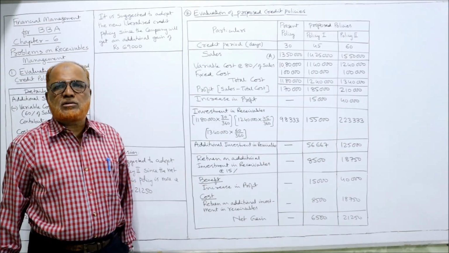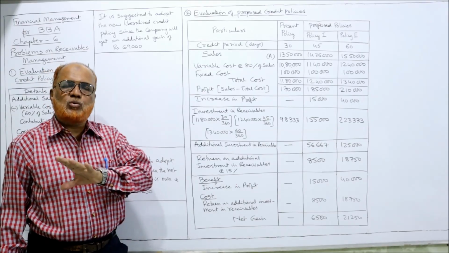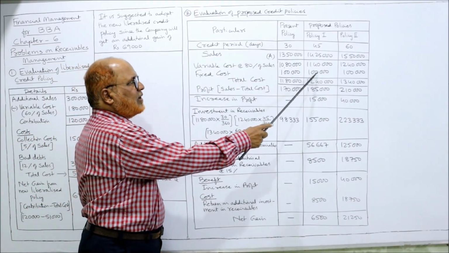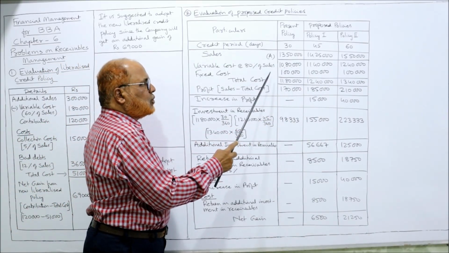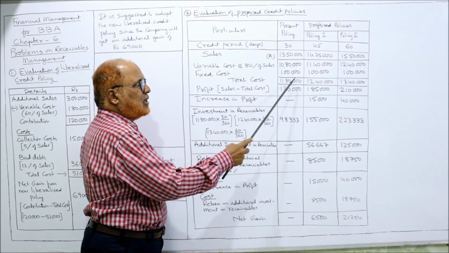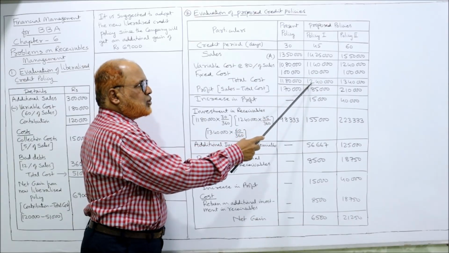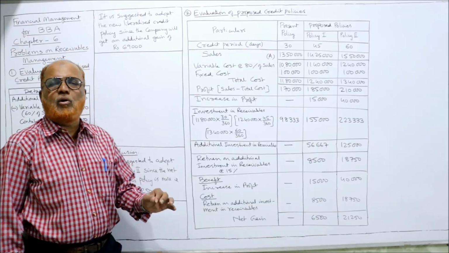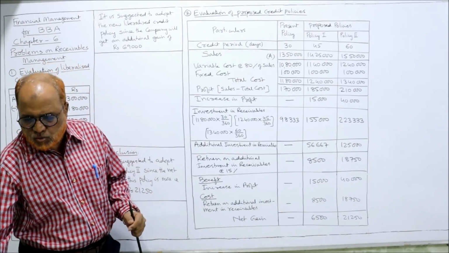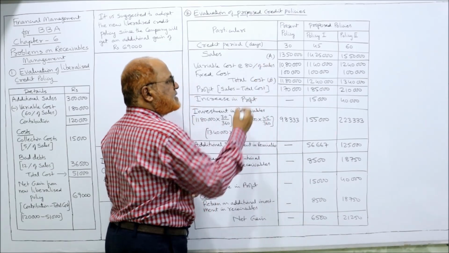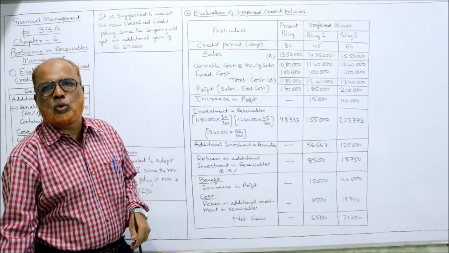Now the fixed cost of 1 lakh rupees is given and it will remain constant. The fixed cost is 1 lakh, 1 lakh, 1 lakh. Add up for total cost: 10 lakh 80,000 plus 1 lakh is 11 lakh 80,000. 11 lakh 40,000 plus 1 lakh is 12 lakh 40,000. 12 lakh 40,000 plus 1 lakh is 13 lakh 40,000. We got the total cost. This we treat as B. A is the sales, B is the total cost.